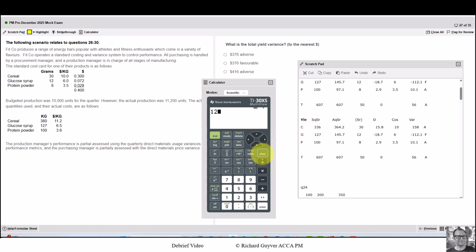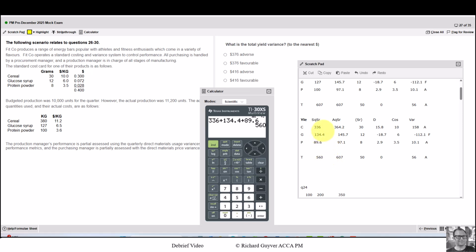Next we use 12 grams of syrup. I'm just going to be efficient, multiply by 11.2 because then that divides by 1,000 as part of the process. That goes to 134.4, and then 8 lots of 11.2 is 89.6. So now we've got our actual quantity at our standard ratio of 607. Our standard at our standard is 560. So we used more than we expected to use because the actual compared to the standard. So therefore it has to be an adverse variance.